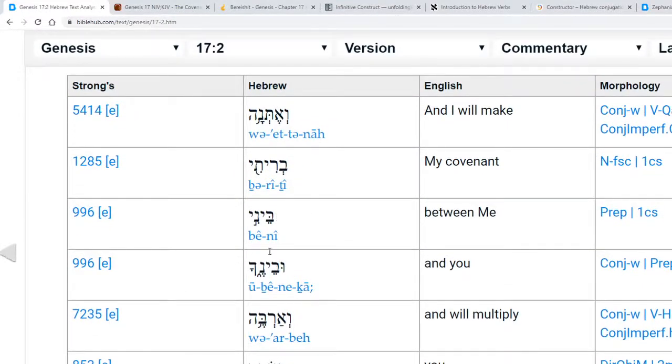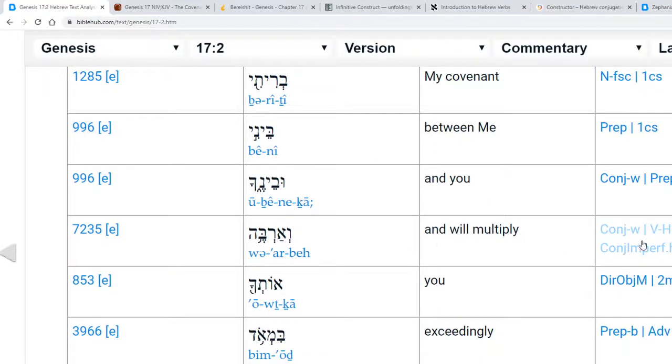Beini uveinecha. So bein means between. It's a preposition. Beini has the suffix first person common singular. Uveinecha. So the conjunctive vav as a prefix, then the preposition bein again, between, and the suffix second person masculine singular. So beini uveinecha, between me and between you, right? So between you and me.